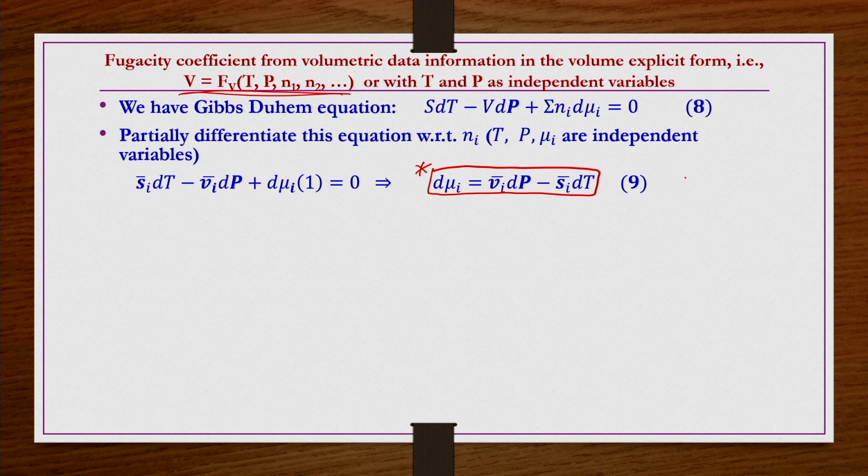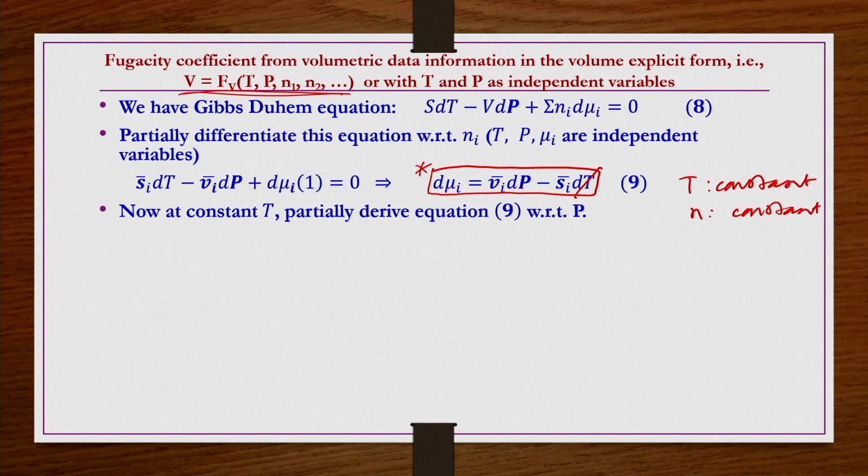But in our case, we are taking T constant. In all these derivations, the temperature is constant, the composition is also constant, and the number of moles of the system remains constant. So obviously the second term of this equation is gone. Then we have ∂μi/∂p at constant T is nothing but Vi bar, or dμi is nothing but Vi bar dp.